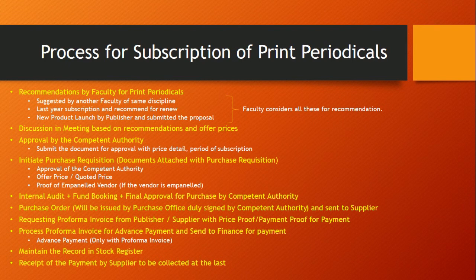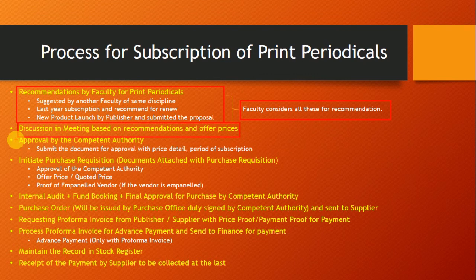So here also the condition remains the same, just like e-resources. First we get the recommendation from the faculty. It can be based on suggestions by any faculty, last year's subscription, and new products launched by the publisher. So faculty considers all these for recommendation. Again it is put up in the meeting for discussion on whether it has to be purchased for the current subscription year or not.